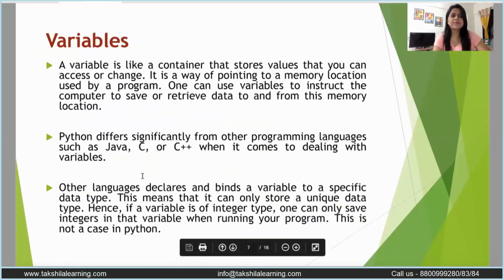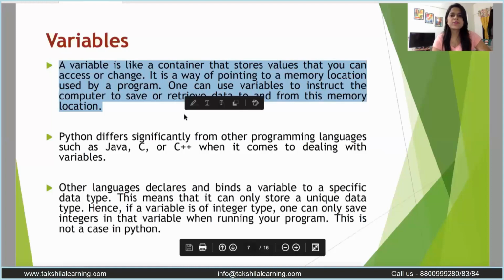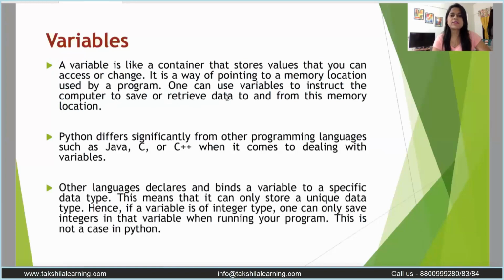Next is variables. A variable is like a container that stores values that you can access or change. It is a way of pointing to a memory location used by a program. One can use variables to instruct the computer to save or retrieve data to and from the memory location.